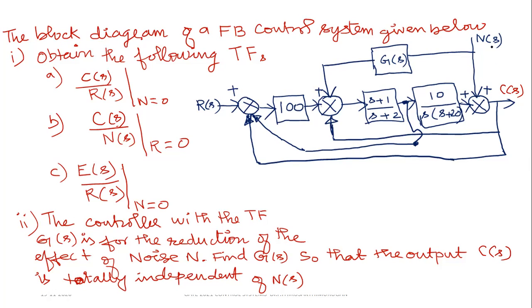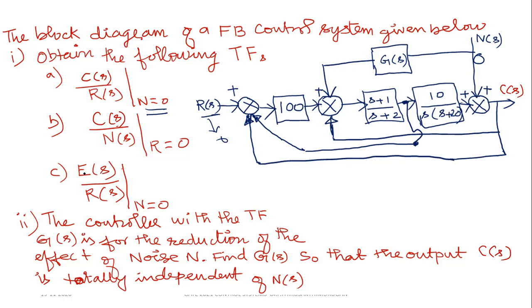If we put n equal to 0, what happened? This addition, this loop is cancelled. So what is the transfer function with n equal to 0? Similarly, C of S by N of S, between C of S and N of S, keeping R of S as 0. So when this is 0, everything up to this value is 0. Clear? So let us see one by one.